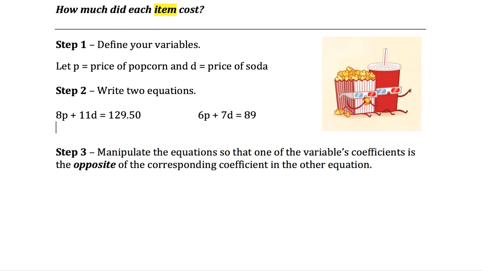So what we're going to do is multiply this top equation by 3, and we're going to have to multiply every term to keep it balanced. And then we're going to multiply this right equation by negative 4. And the reason we want to do negative 4 is to make the 6 into a negative 24.